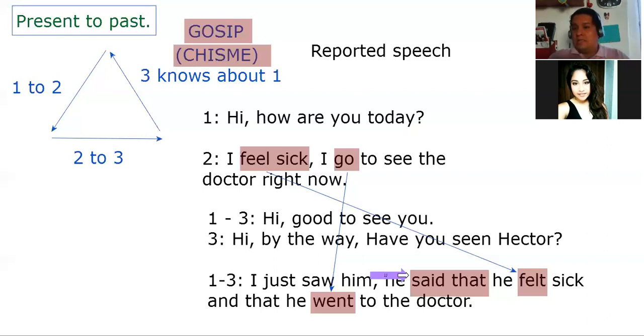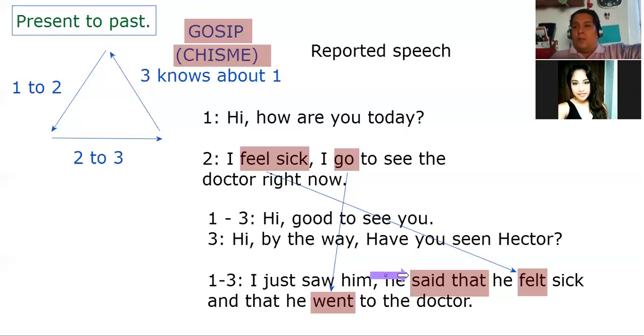So I come across Brenda. And I say, hey, Brenda, how you doing? And she says, well, you know, I don't feel really good. I go to the doctor right now. I have a stomachache. And I say, okay, just go. See you later. So good luck. And after, I go home and Brenda goes to the doctor.